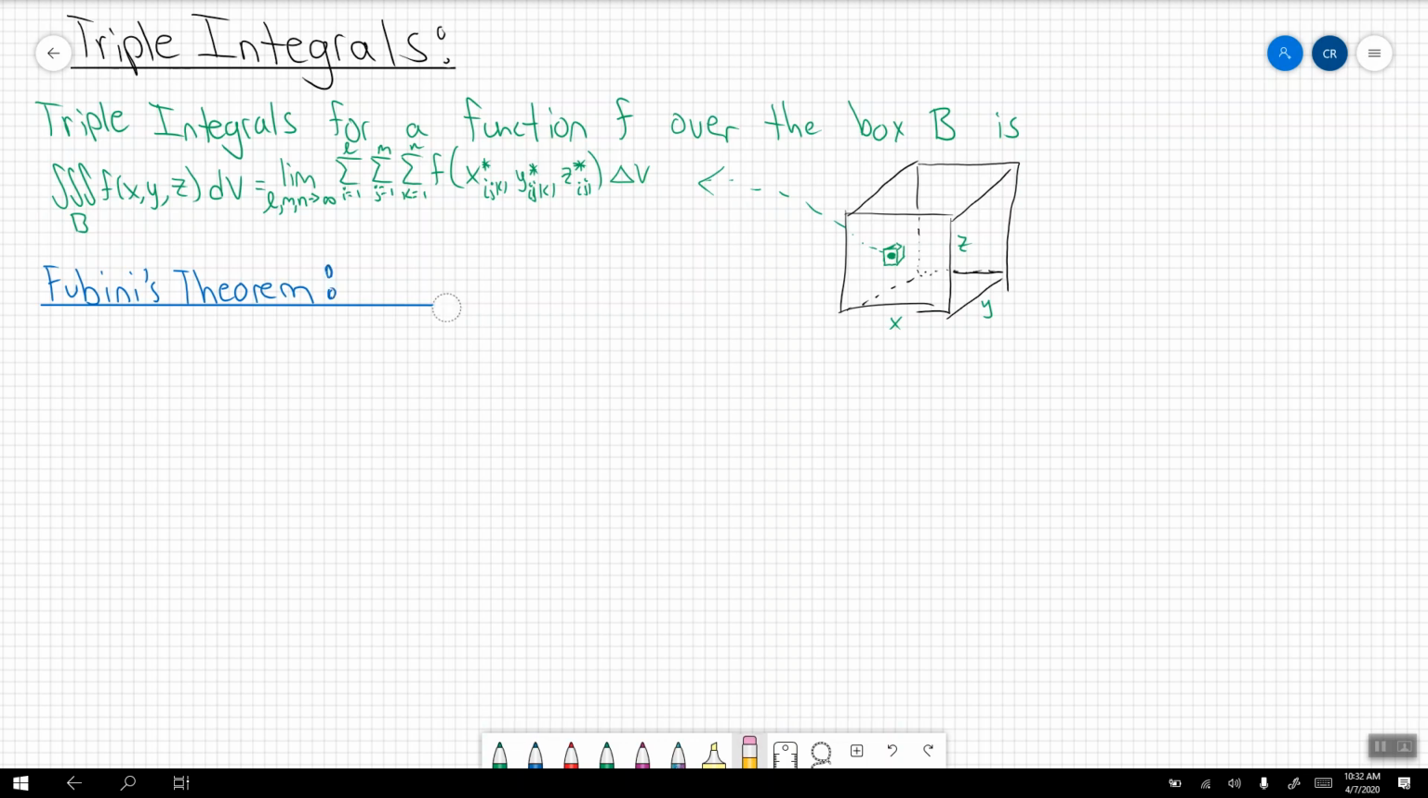So here we go, Fubini's theorem. Now, Fubini's theorem is going to tell us that if we have a triple integral, say that we're working with a to b, c to d, and then e to f, and we have some function in here, f of x, y, z, and this is going to be dx, dy, then dz.